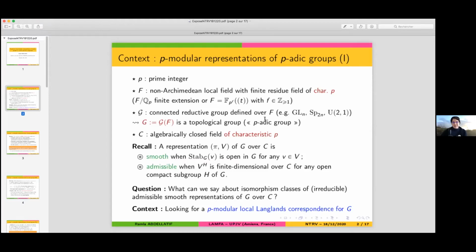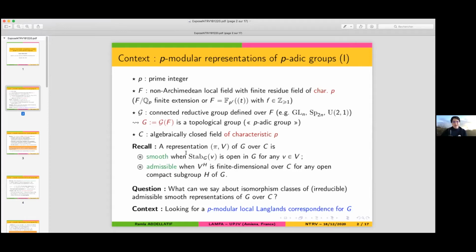So here, the point is that it's the same p in the p-adic group and in the characteristic of the field of coefficients of the representations we'll be interested in. So for now, C will be any algebraically closed field of characteristic p. Most of the time, we consider an algebraic closure of the residue field of F, but for most of the things I will talk about, I don't need that assumption.